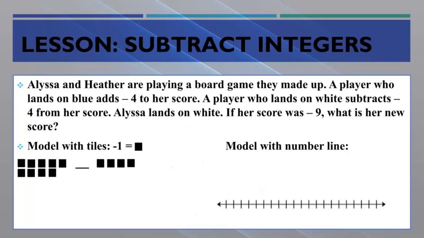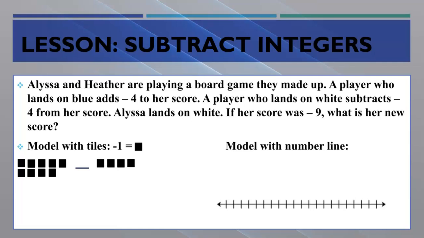So example 1, Alyssa and Heather are playing a board game they made up. A player who lands on blue adds -4 to her score. A player who lands on white subtracts -4 from her score. Alyssa lands on white. If her score was -9, what is her new score?